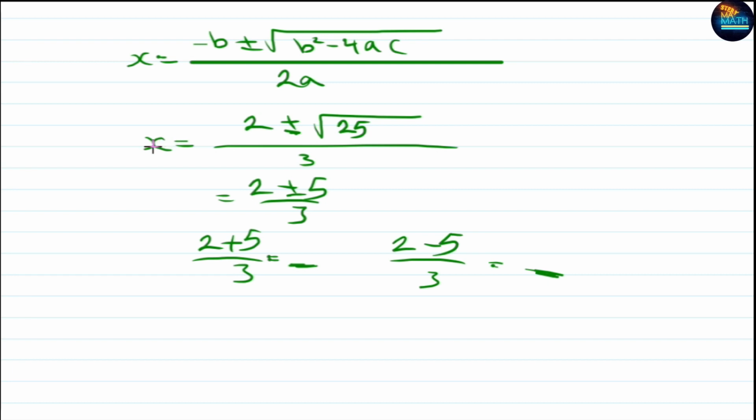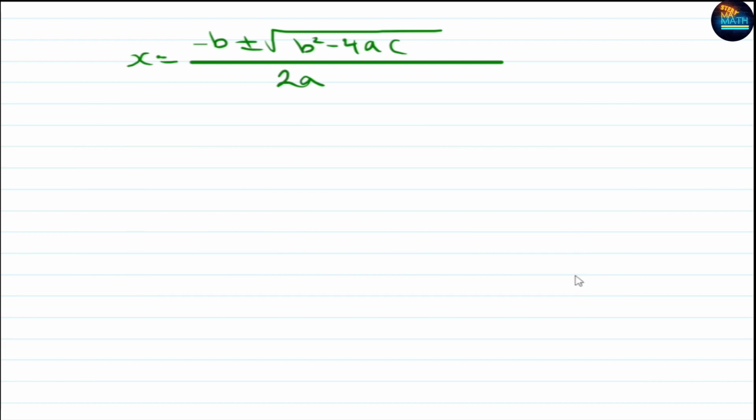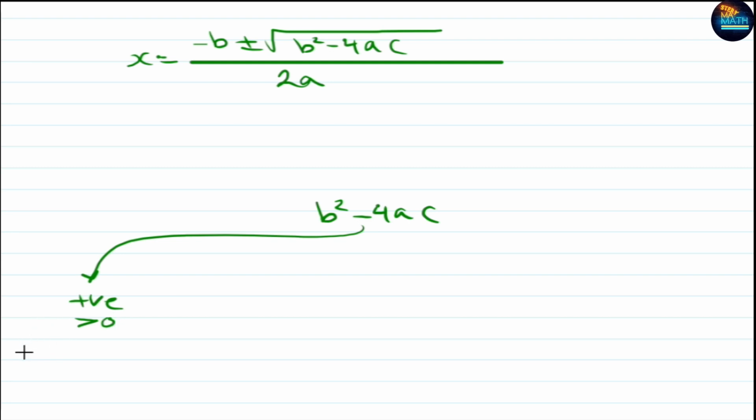So we can say that the first case, according to the discriminant b squared minus 4ac, is when it's positive, I mean, greater than 0. Now we have two different real roots, or we can say real and different. All right, this is the first case.